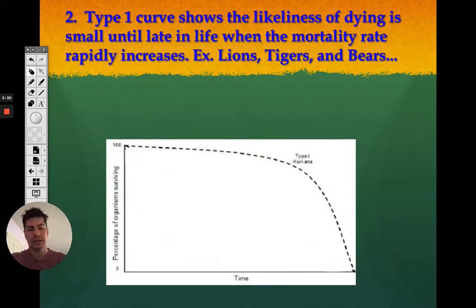Here's type 1. It was the red line up here. What this tells us is that we are going to have a lot of organisms surviving, and then once they reach around their maximum age, they're going to start dying off very quickly. So we live for a long time on type 1, not a whole lot die, and then at the end, we all die. These are going to be like a lot of the animals you guys can think of: us, lions, tigers, bears, types of organisms that don't really have predation on them. They don't have a lot of predators.